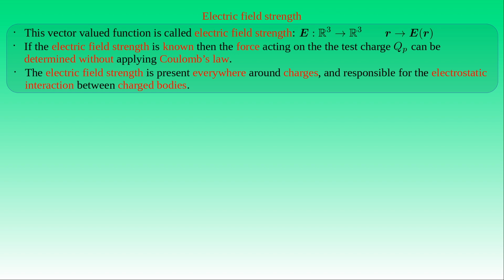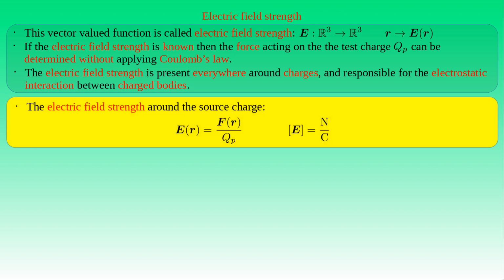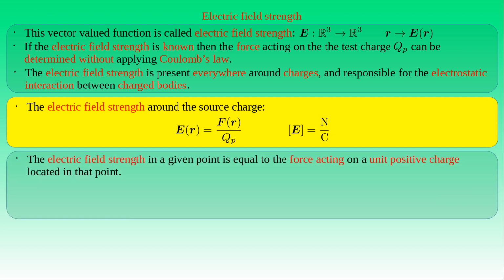We can express the electric field strength at a given position in the vicinity of its source charge as the ratio of the Coulomb force measured at the position to the test charge Qp applied in the measurement. We see from this equation that the unit of the electric field strength is Newton per Coulomb. The electric field strength is unity at a given point if 1 Newton force acts on 1 Coulomb charge at that point. By virtue of this formula, we can state that the electric field strength at a given point is equal to the force acting on a unit positive point charge located at the same point.